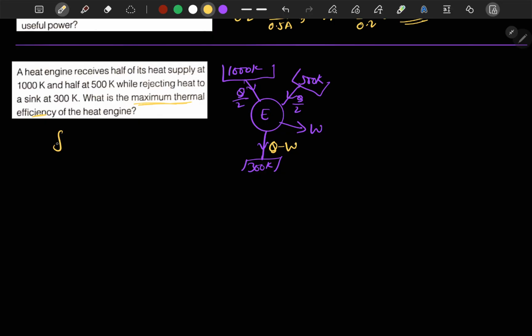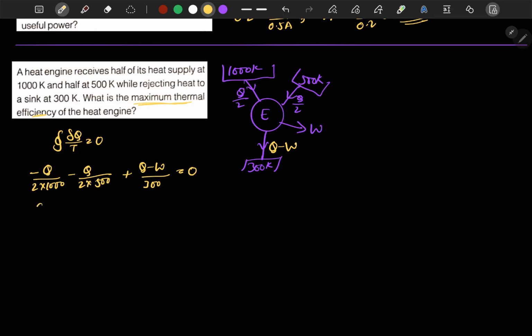So for reversible, we know that the Clausius inequality is equal to 0. So we will apply the same thing here. Minus Q by 2 into 1000. Sorry, here the temperature is 500. So minus Q by 2 into 500, plus we have a rejecting heat of minus W at 300 Kelvin, and this will be equal to 0. Now from here we can transfer the value of W to that side.